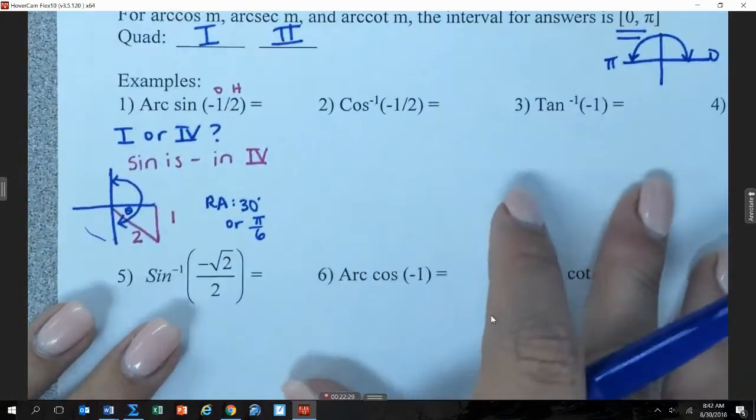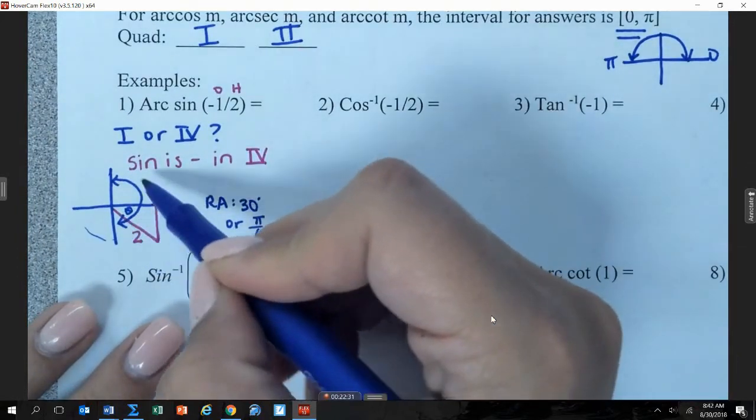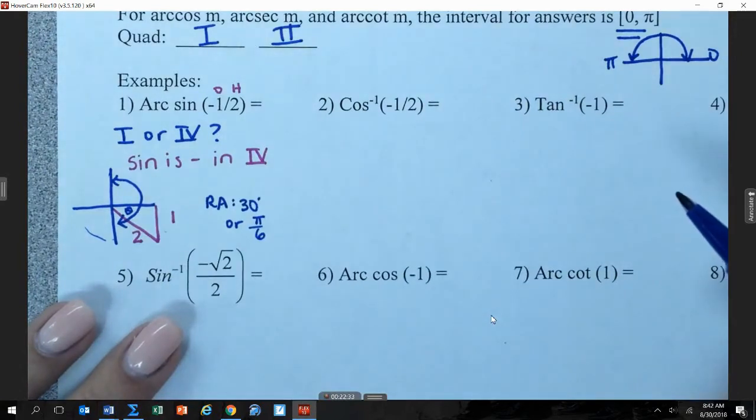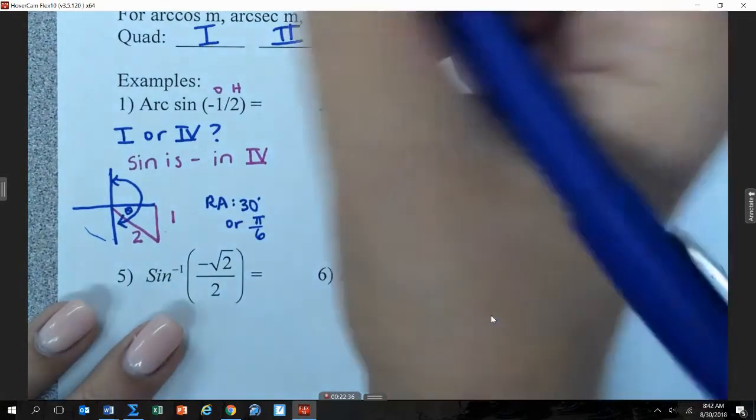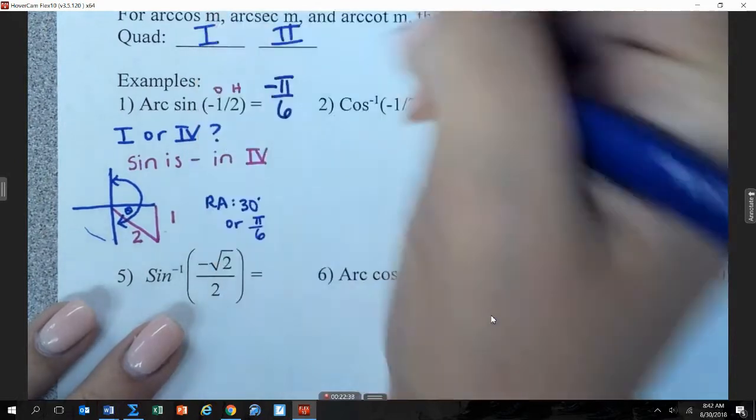What answer would be in that interval from negative pi over 2 to pi over 2? Negative pi over 6. You got it.